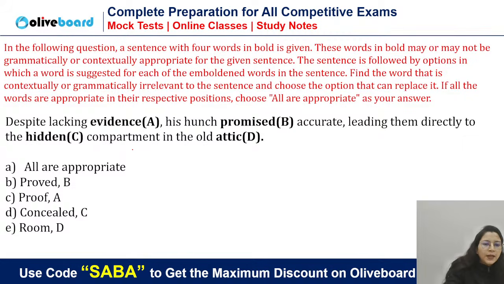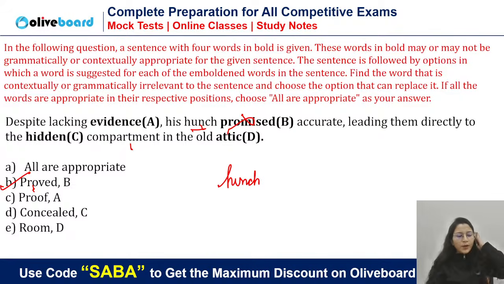BBB. Despite lacking evidence, his hunch. First of all, tell me the meaning of the word hunch. Promised accurate or proved accurate. This is definitely wrong. Everybody knows. Tell me the meaning of the word hunch, guys. Quickly. Hunch of the camel. You might have seen.